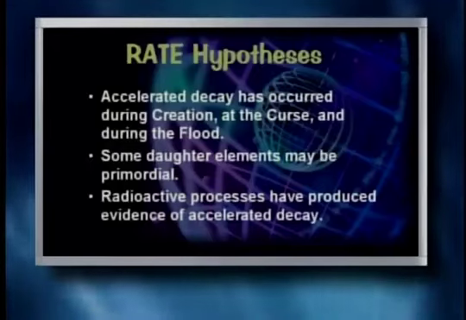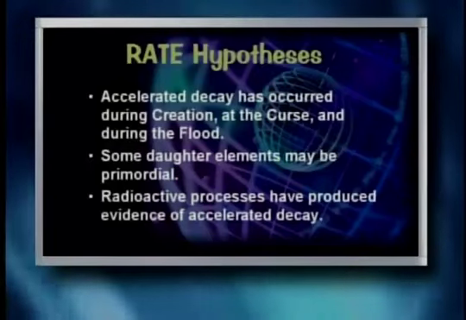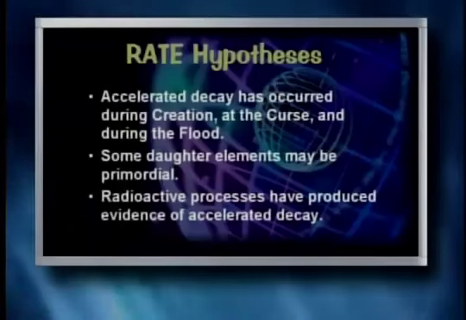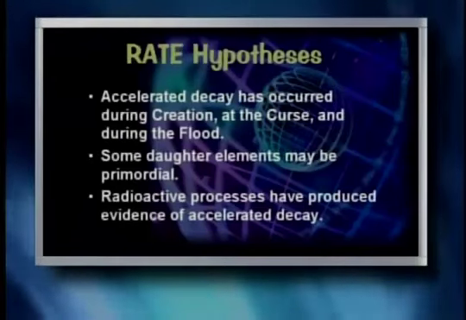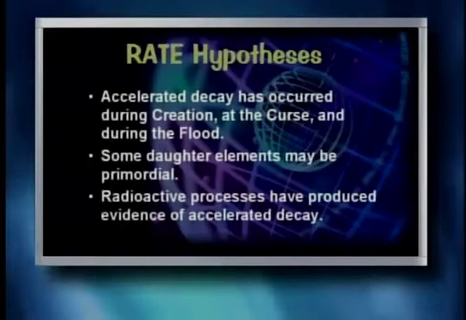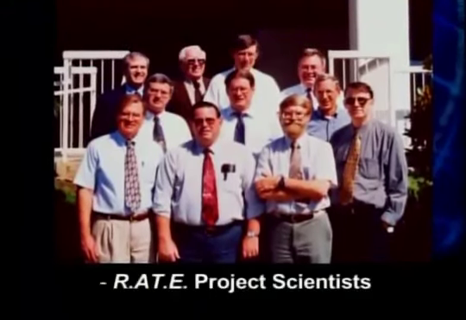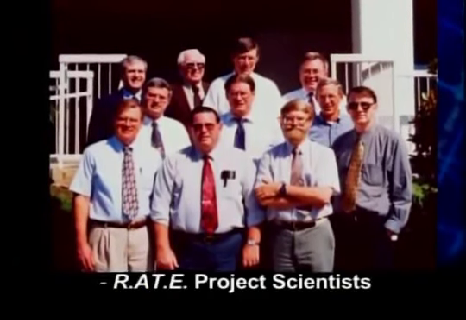A second hypothesis was that some daughter elements may have been primordial. That means that some of them were there to start with. For example, some of the lead, we in our experiment found that we could explain most of the lead, but some of it had to have been there in the original creation. We couldn't explain it all. And finally, we made the hypothesis that radioactive processes have produced evidence of accelerated decay. Now, we weren't sure we were going to be able to demonstrate that, but through the experiment, we actually were able to show that. And that's what was really exciting about this project.